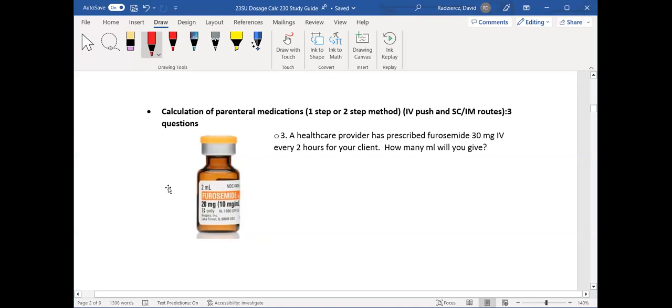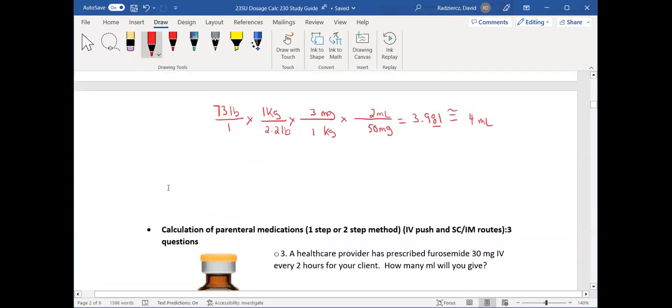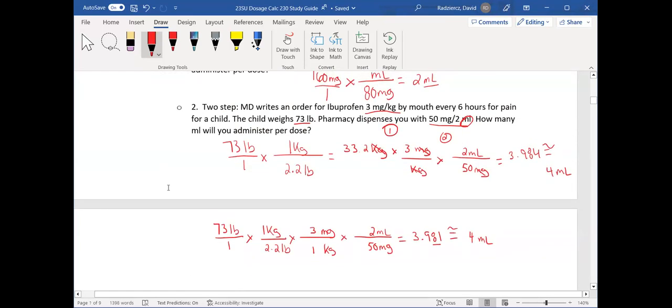For IV. Dr. Red, I'm sorry. Yeah, I have a question. Yes, go ahead. Is there a way to do those types of two-step problems, desired over have?